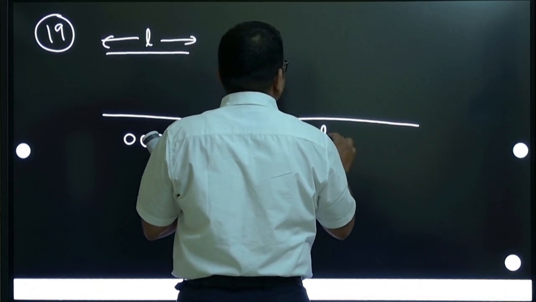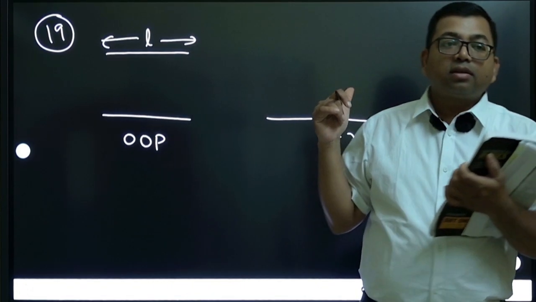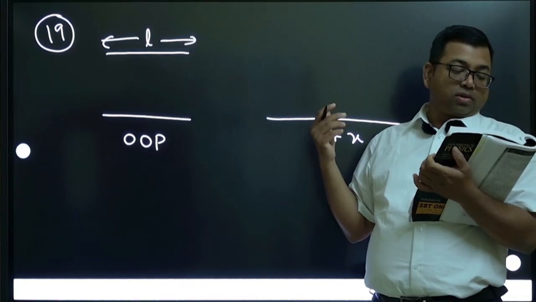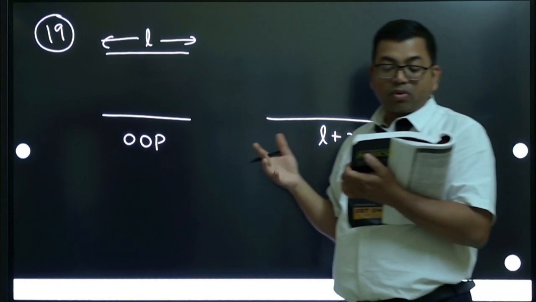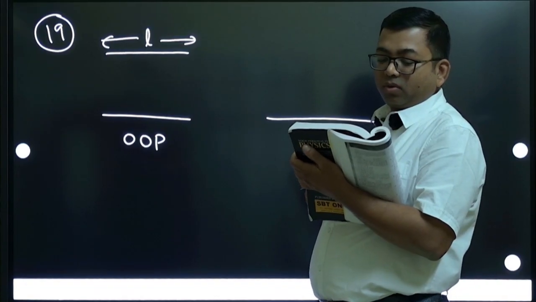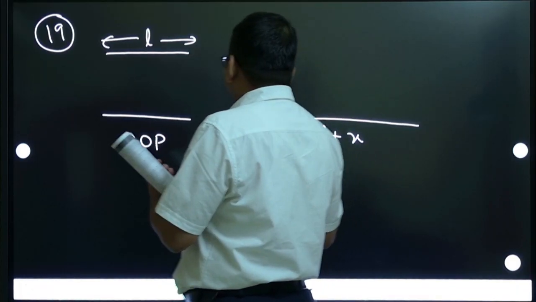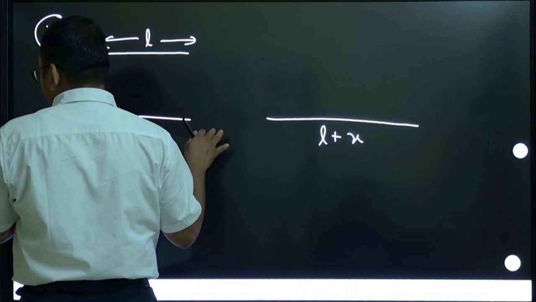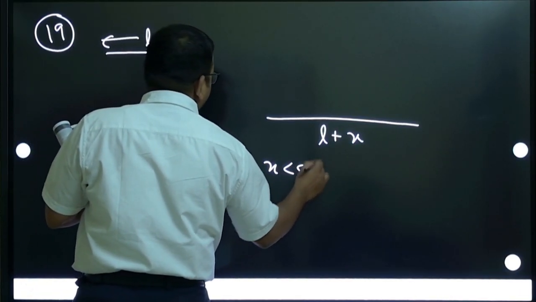Another organ pipe is L plus X, but they have not mentioned whether that other organ pipe is open or closed. So what should we do? Should we take it as open or closed? We do not know, right? In their fundamental tones, an open organ pipe of length L is sounded together with another organ pipe of length L plus X. Here X is very small.